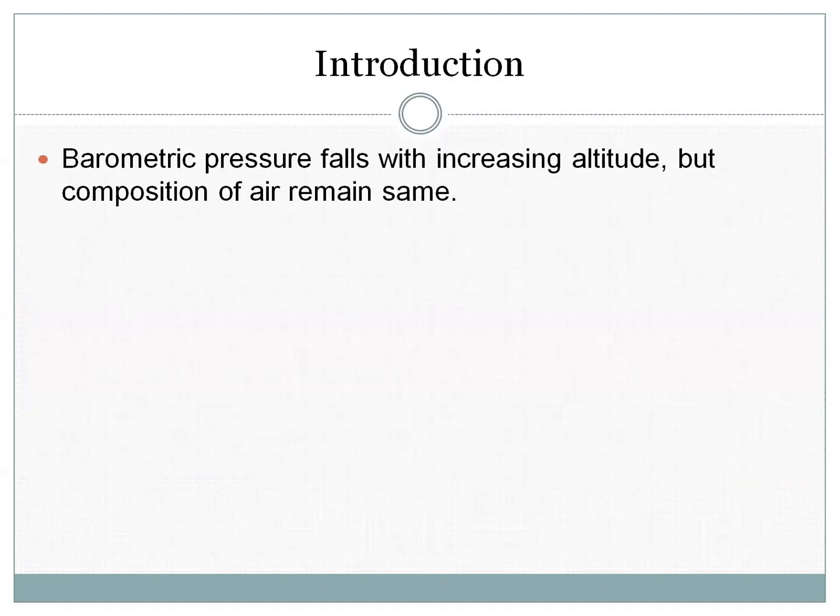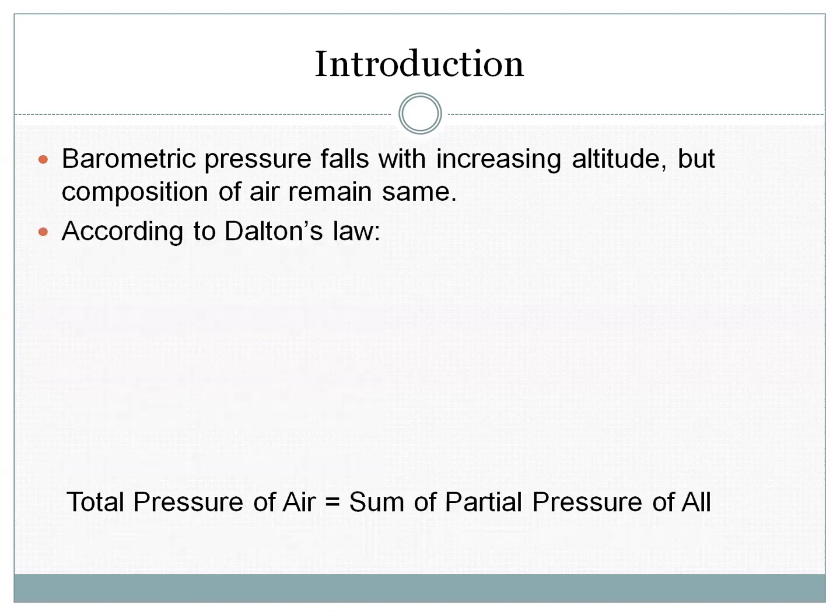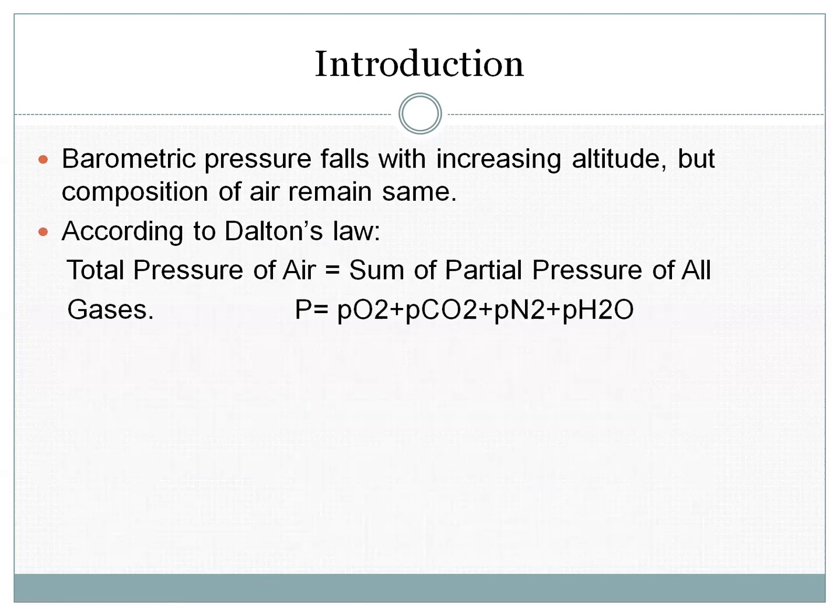Before going into details of what happens at high altitude, let us discuss the basics. The barometric pressure falls with increasing altitude, that we all know. But the composition of the air will always remain the same. These are very important points which you have to remember. According to Dalton's law, the total pressure of air is the sum of the partial pressures of all the gases. So the sum of all these partial pressures will be the total pressure of air at whatever altitude.